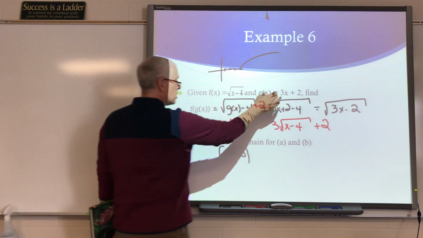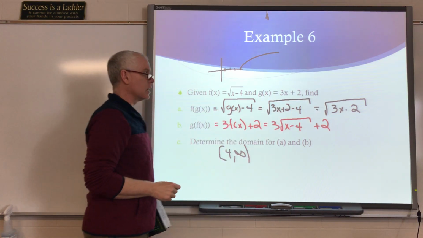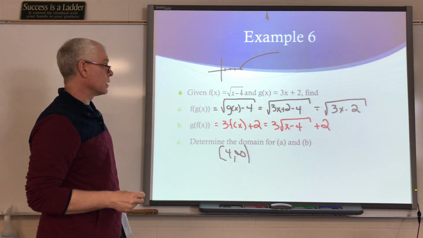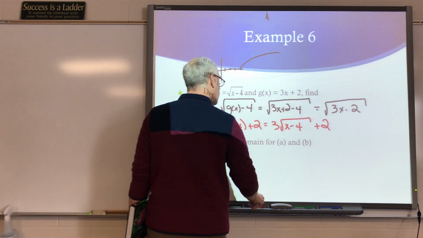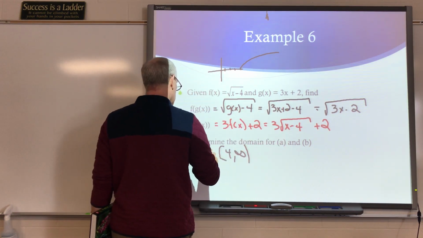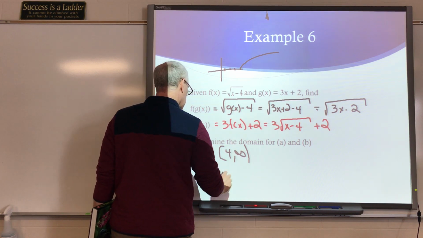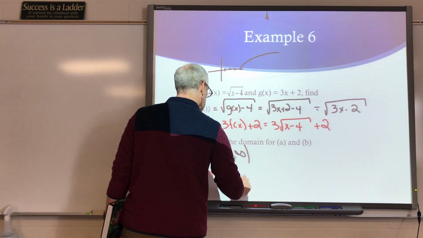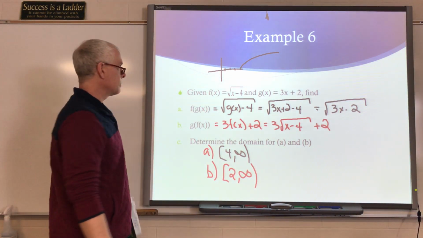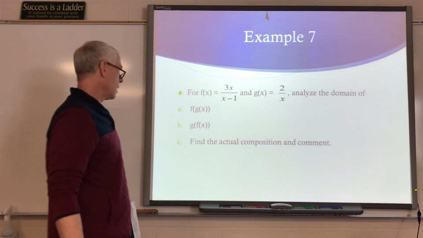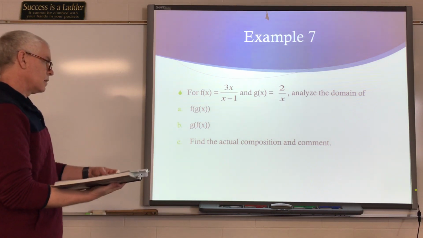Well, when you put in a 0, you get a 2. So that's the smallest number I'm going to get, and then I can get increasingly larger numbers. So for part B here, this was part A. For part B, we're only going to get 2 to infinity.